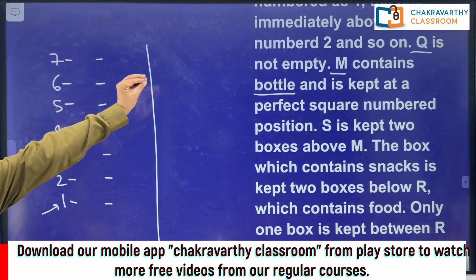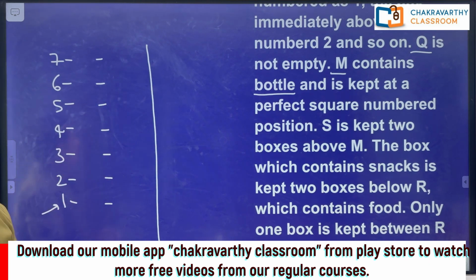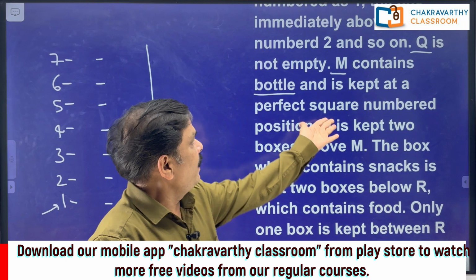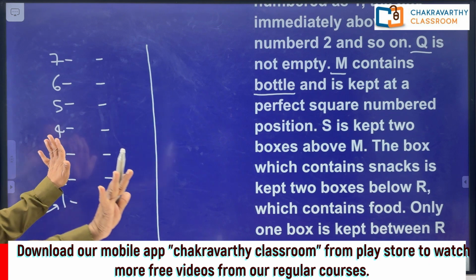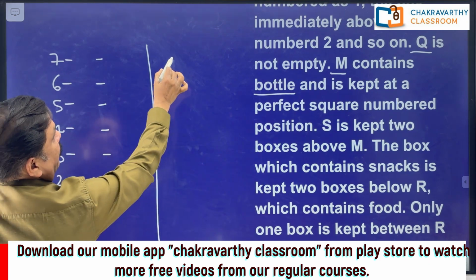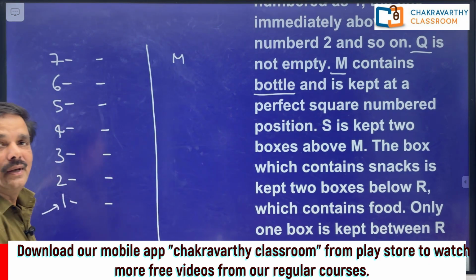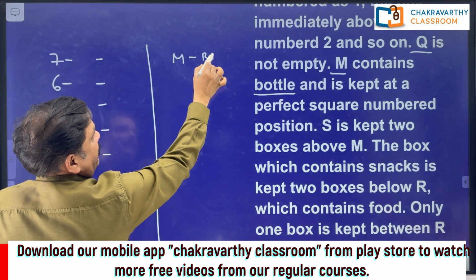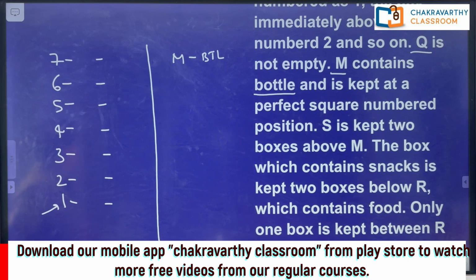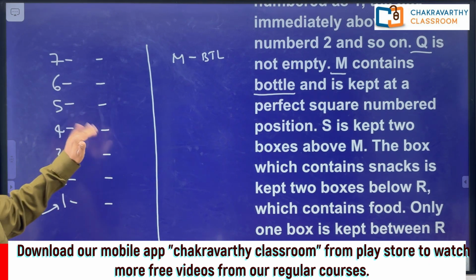Keep it on the rough work side, then try to go for the elimination process. As far as this is concerned, M contains bottle and it is kept at a perfect square numbered position. S is kept 2 boxes above M. We take all the information together here. Now here M is given, that's okay. M is containing what? Bottle. I just write BTL, bottle. And it is at 1 or 4, that's over.